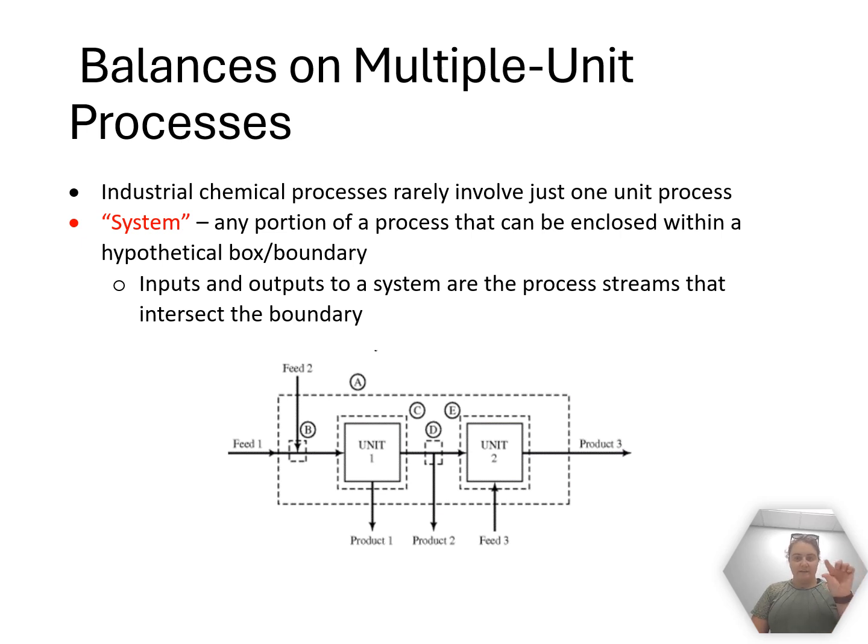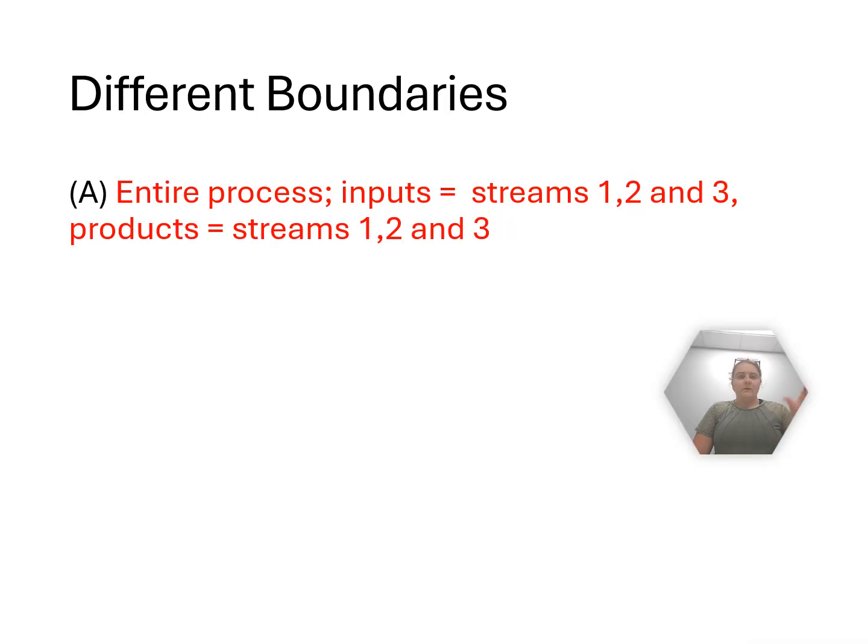So we're going to take this same flow diagram and look at each of the different boundaries. There's a boundary A, which is the whole system, boundary B, which is called a mixing point, boundary C, which is on unit 1, boundary D, which is a splitting point, and boundary E, which is on unit 2. Let's talk about each of those. A is the entire process. It's the inputs, streams 1, 2, 3, and the products, streams 1, 2, and 3 on that particular flow diagram.